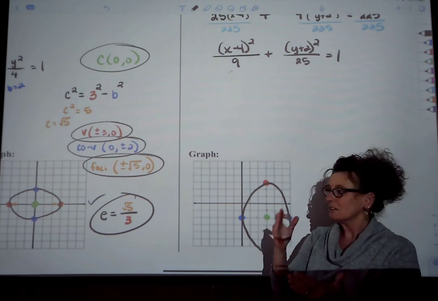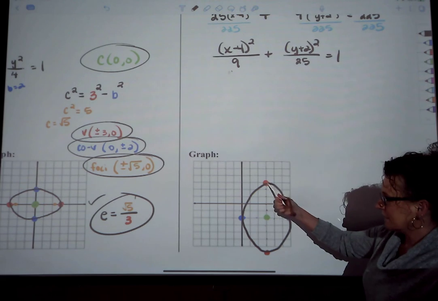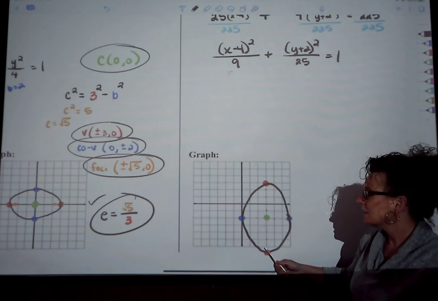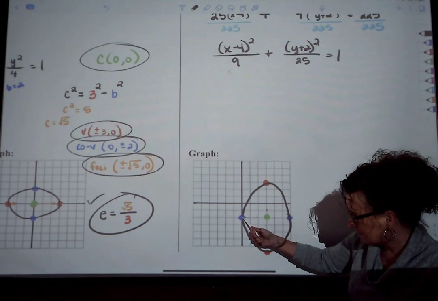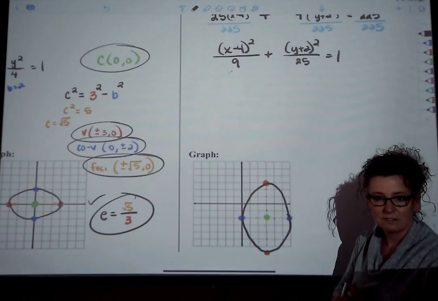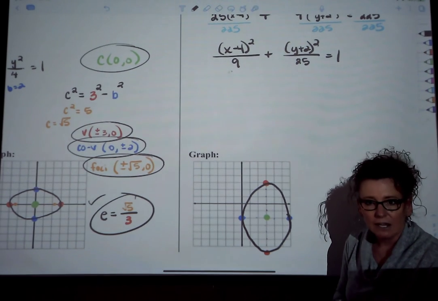When you're asked, give me the vertices. Okay, well, name that point and name that point. You got this. Give me the co-vertices. Okay, name that point, name that point. You got this. Give me the foci.